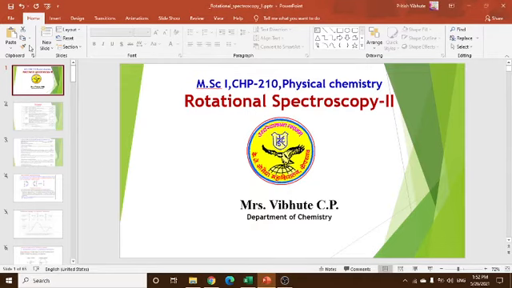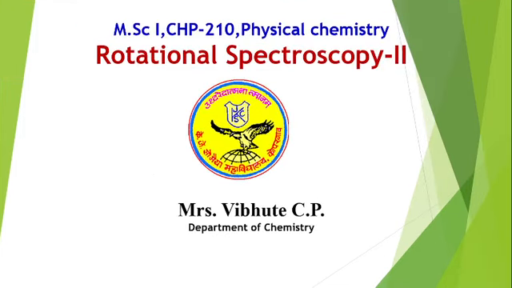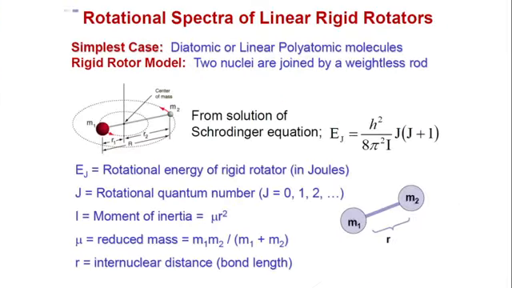Welcome dear students. Here we are going to learn the MSc first year CHP 210 course, that is physical chemistry. We already started to learn the first chapter, that is rotational spectroscopy. Last lecture we learned about the rotational spectra of a linear rigid rotator.